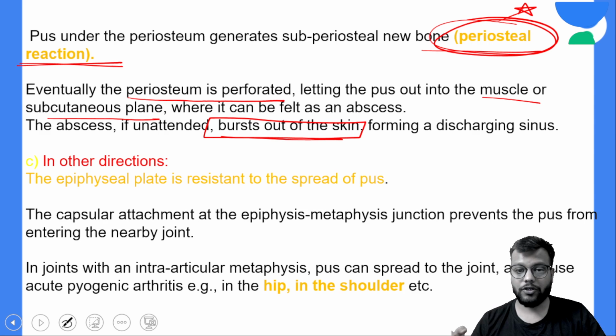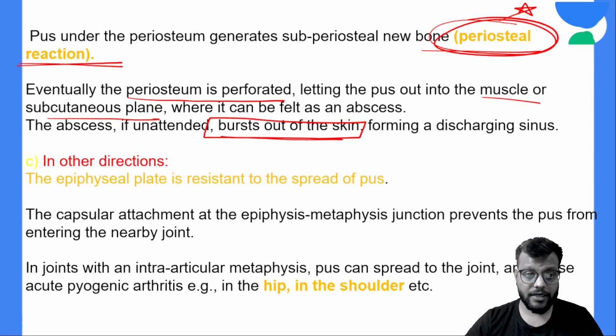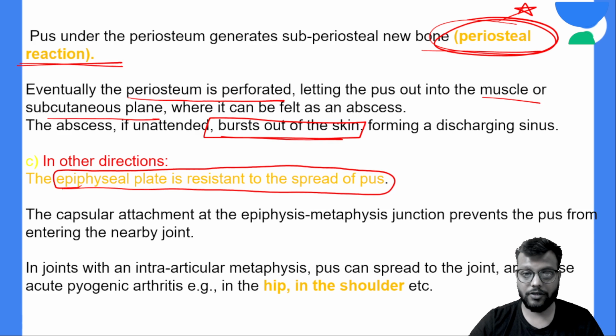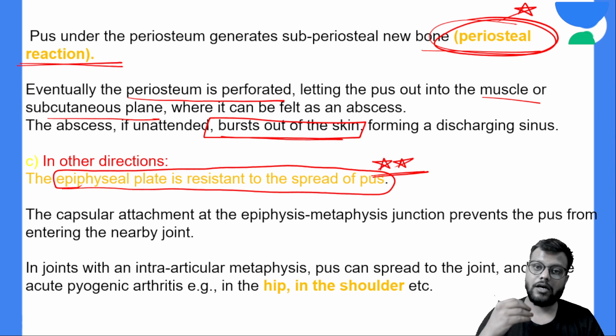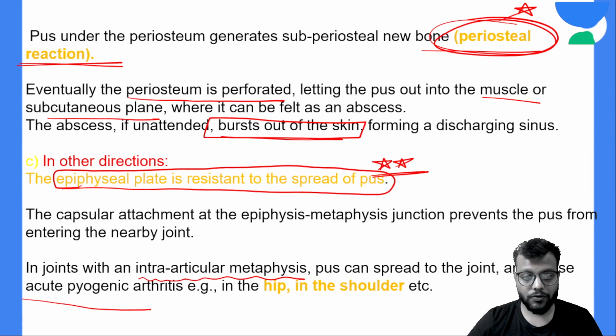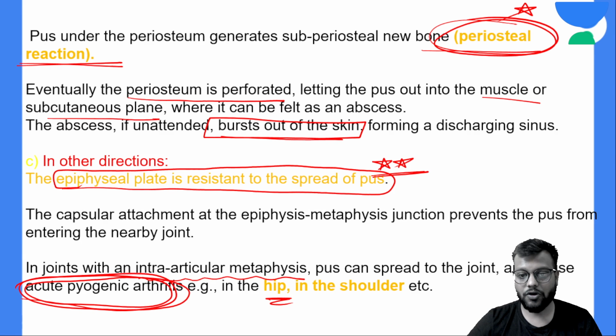Now as I've told you, the epiphyseal plate is resistant to the spread of the pus. Very very important, you need to remember that mostly the epiphysis is resistant, so the pus will not invade the joint cavity because of the capsular arrangement. But in some joints, the metaphysis is also intra-articular, so it can lead to acute pyogenic arthritis, and the examples are your hip joint and the shoulder joint. So this is very important.